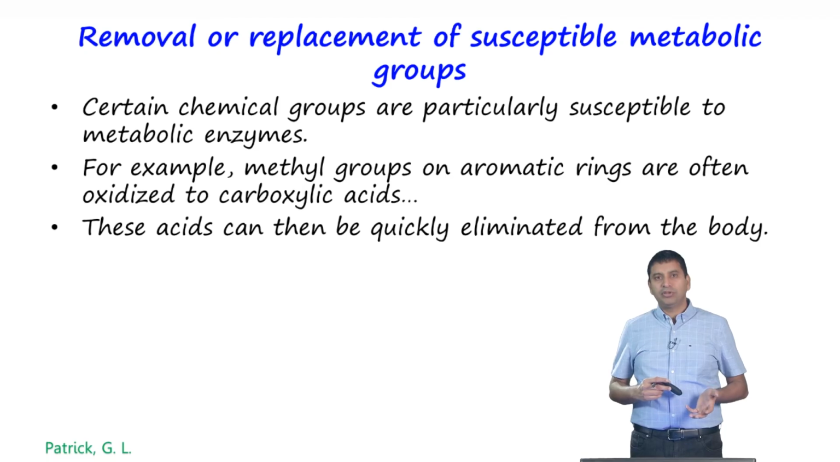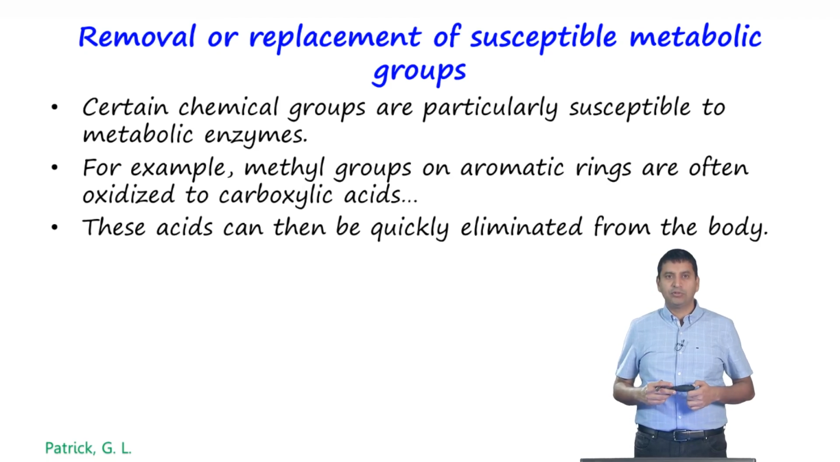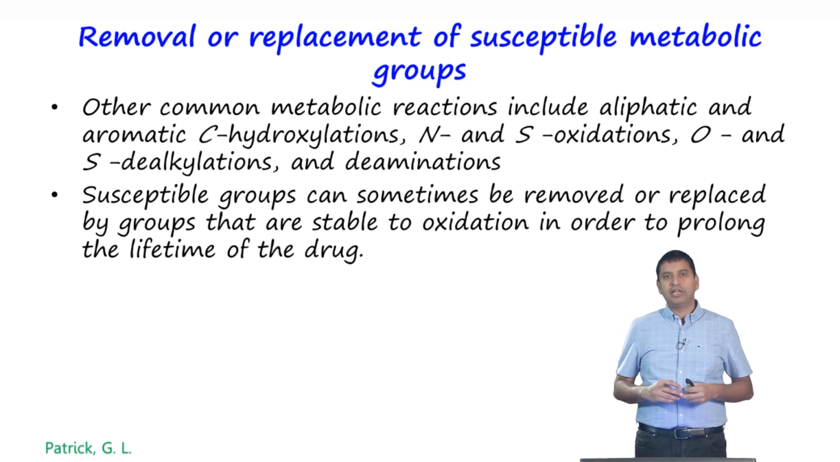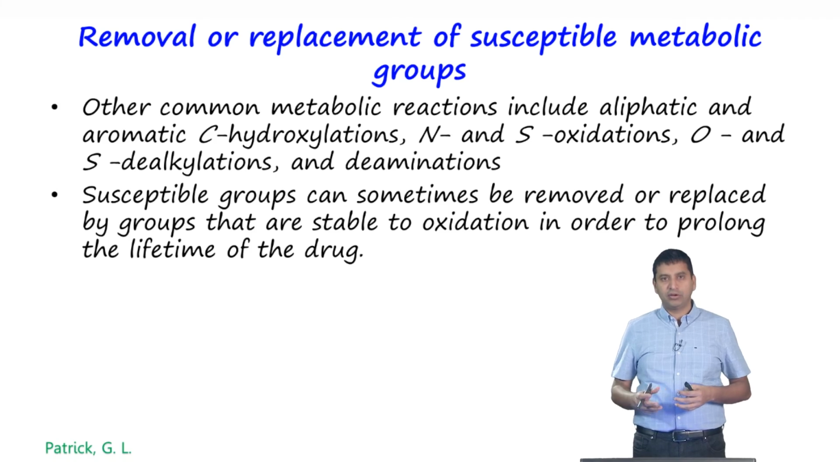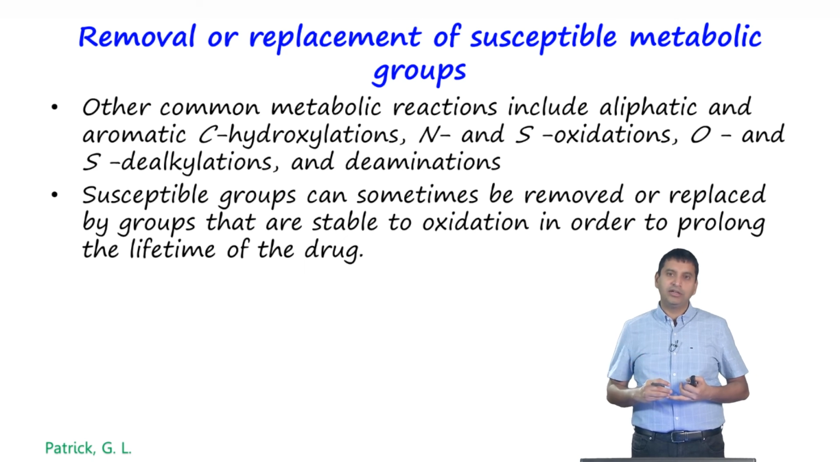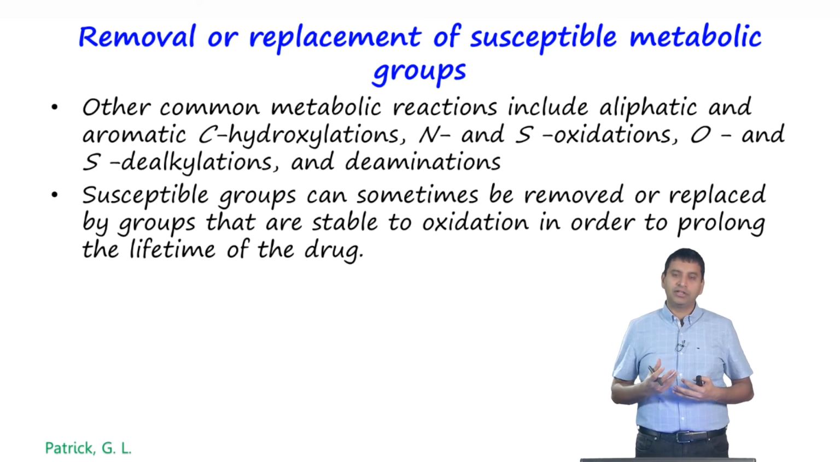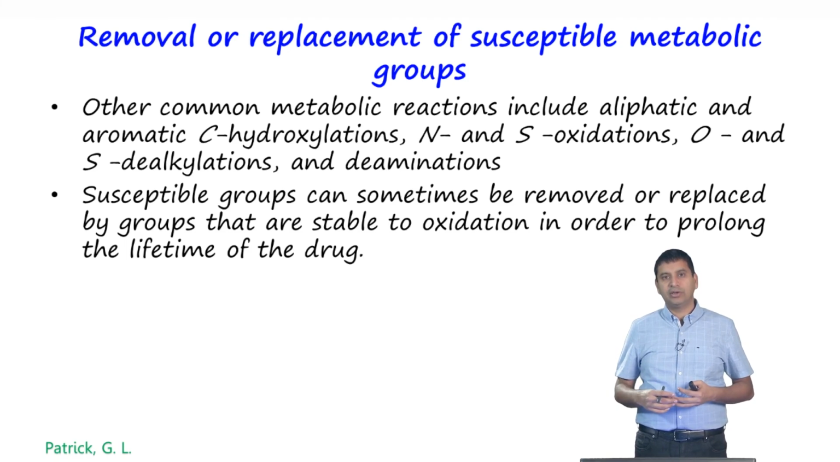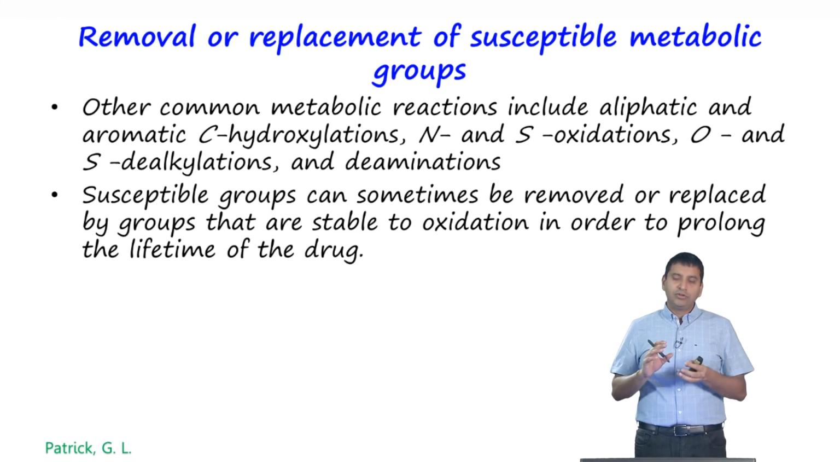Certain chemical groups are particularly susceptible to metabolic enzymes. Methyl groups on aromatic rings, for example, are oxidized all the way up to the carboxylic acid, and once they are oxidized, these acids can be quickly eliminated from the body. The other common metabolic reactions include aliphatic and aromatic C hydroxylations, nitrogen or sulfur based oxidation, that means converting an amine to an N-oxide. You can also have sulfur oxidations, to sulfonic acid and so on. You can also have dealkylations next to a heteroatom, and deaminations. So, if these groups are not going to be important, you can actually remove them or replace them by other groups which are not prone to oxidation.